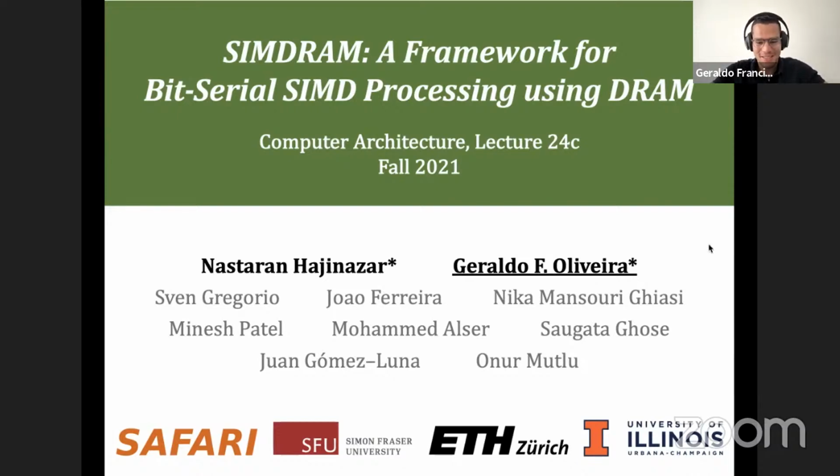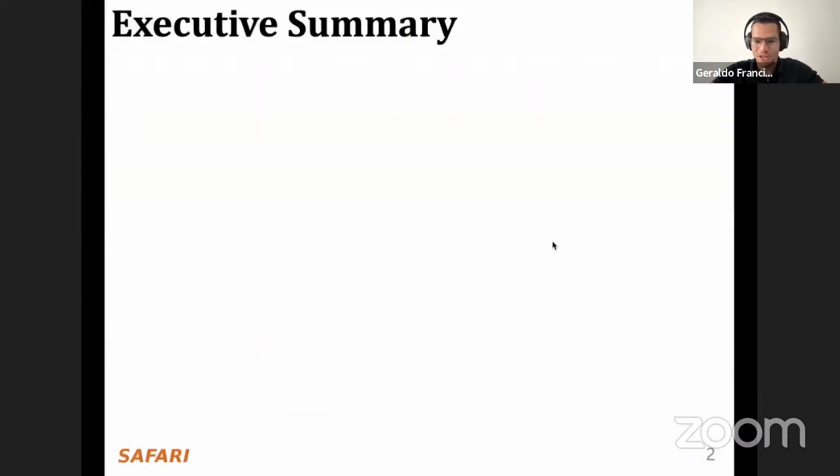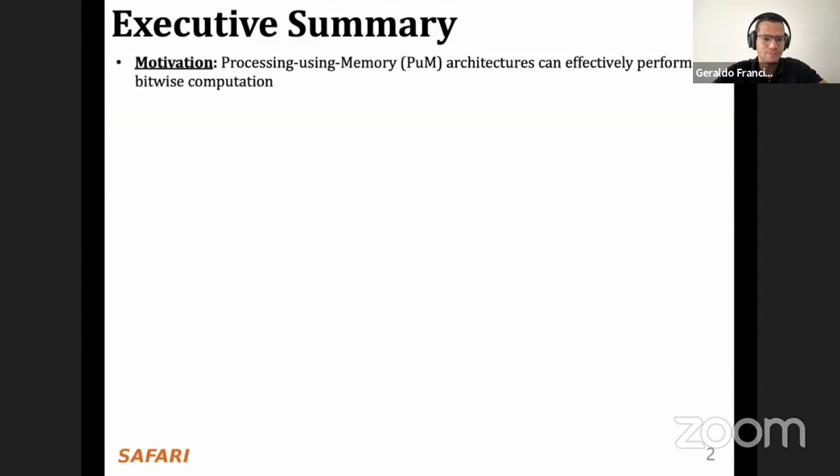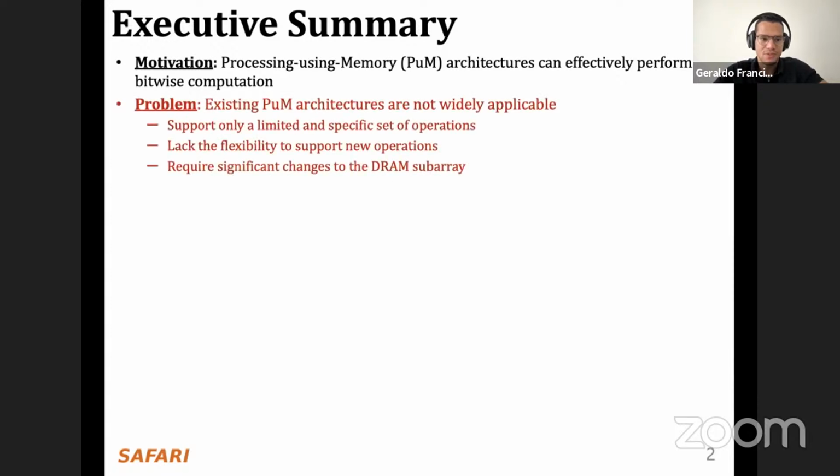So as Honor said, this is the SIMDRAM framework, a bit-serial SIMD processing using DRAM framework, which was published in 2021. And with no further ado, I'm going to give a brief executive summary of what this work is about. This work is in the context of processing using memory frameworks that can perform bitwise operations using properties of the DRAM cells specifically to do some particular computation.